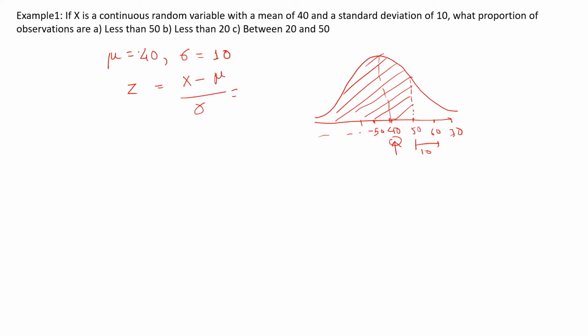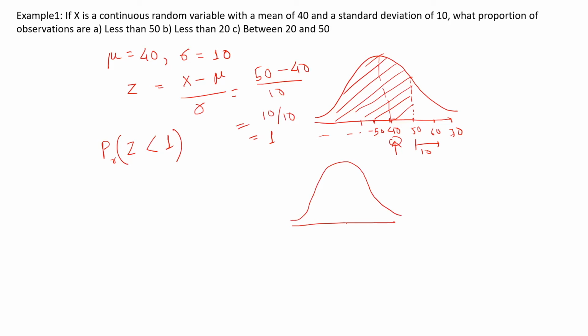What is X here? X is 50. So 50 minus 40 divided by 10. It is what? 10 divided by 10. So it is 1. So we need to find an area which is less than 1, right? In this case, less than 50, meaning Z should be less than 1. So in the standard normal distribution curve, we need to find an area which is less than 1.